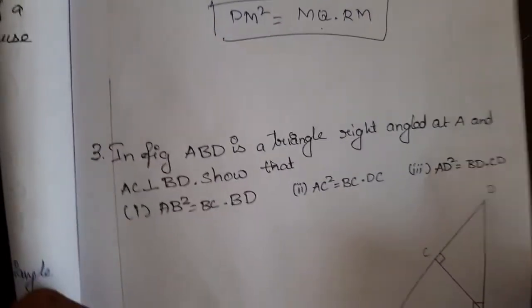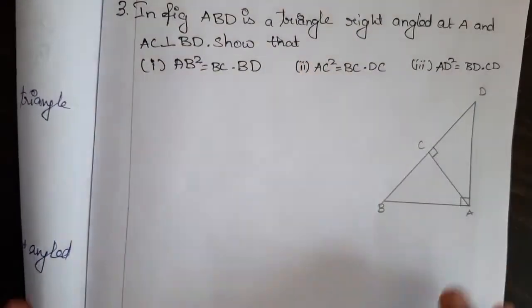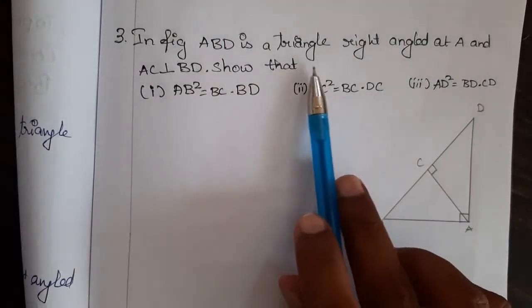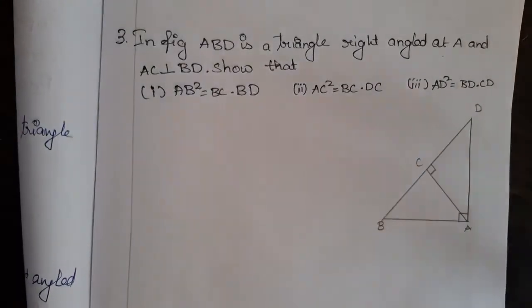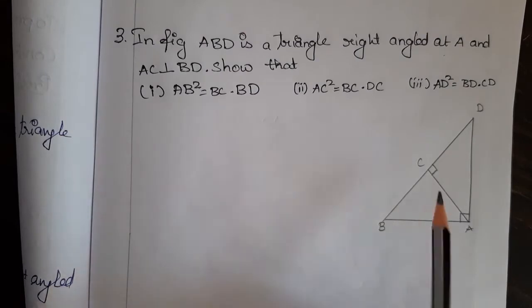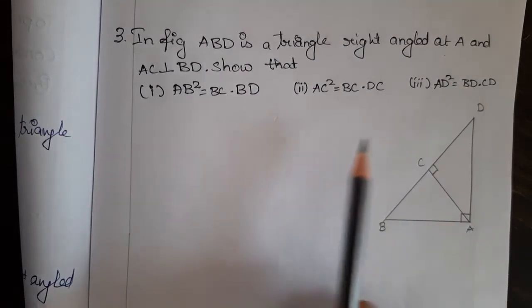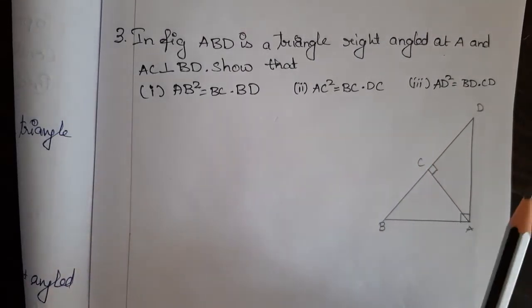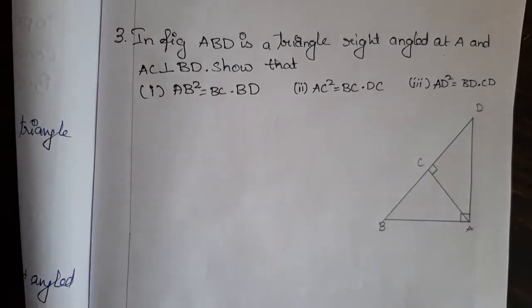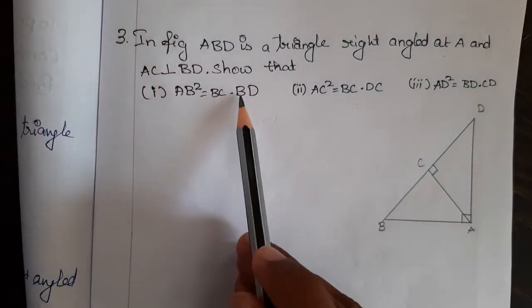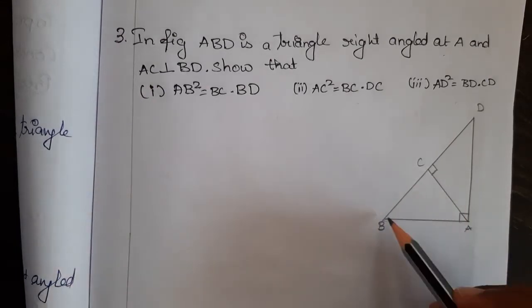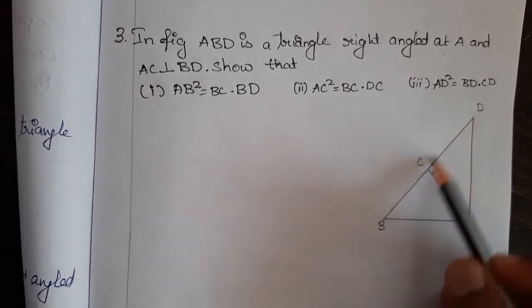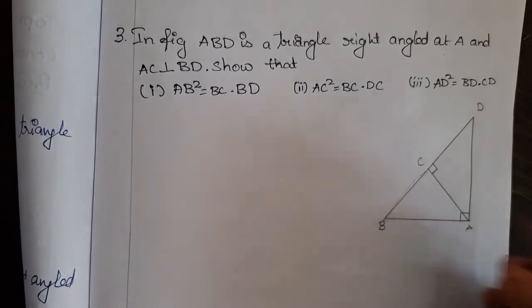So here we go for the next problem. In the figure, ABD is a triangle right angled at A. So the figure is given, it is right angled at A, and AC is perpendicular to BD. Show that these are all the things we have to show. So I think each one takes a similar triangle, right? So the first one: AB, BC and BD. So AB contains both, and one is BC and another one is BD. So this small triangle and this big triangle, right?